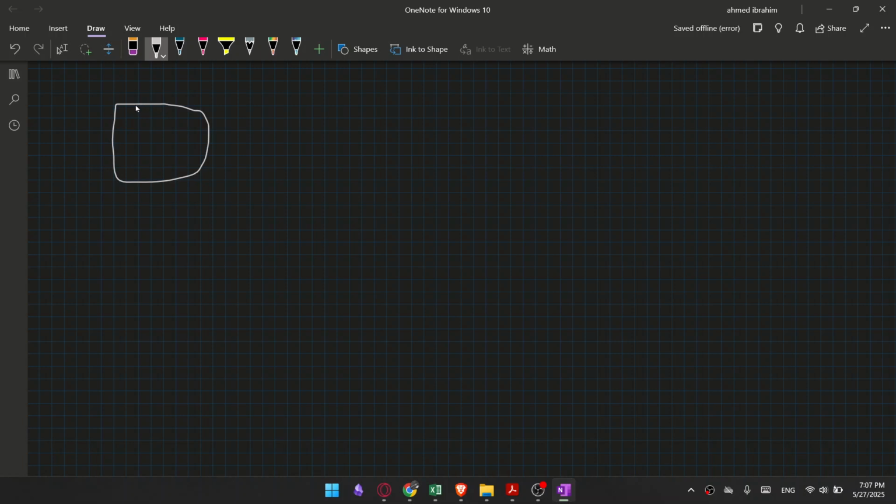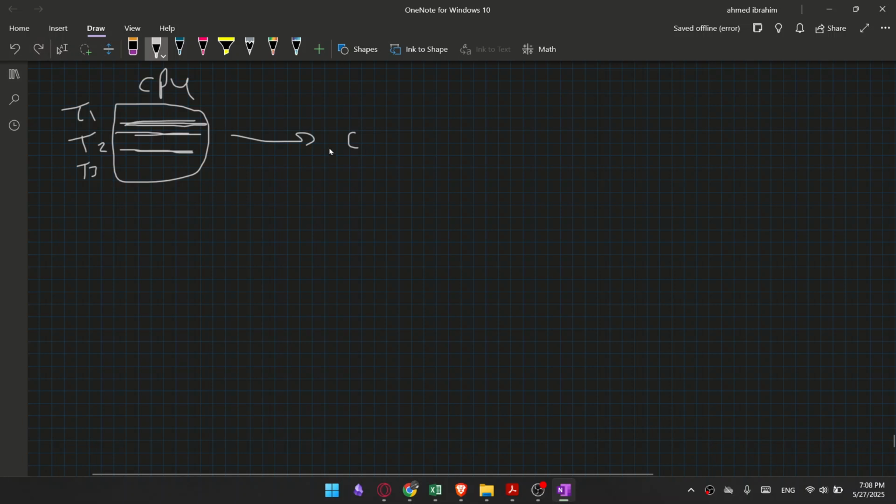Now I will explain. If we have a CPU here, and this CPU has three tasks. Imagine that this CPU contains what we call cores.